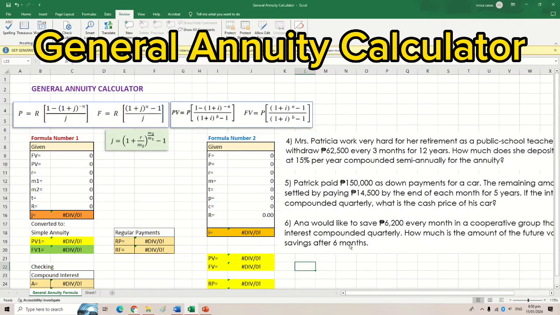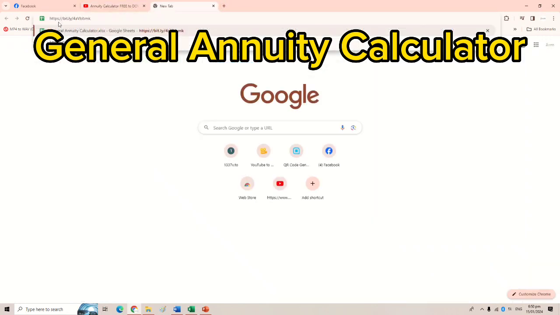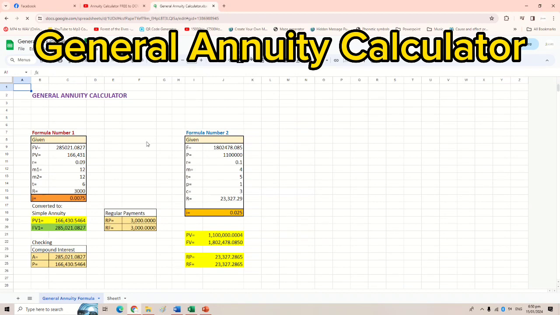In this video, I'm going to show you how to use this general annuity calculator. If you're watching this video on YouTube, you can go down to the description box below and you can see this URL here. You copy it. Okay, let's copy it, and then paste it to a new window and click. And it leads you to the Google Drive file.